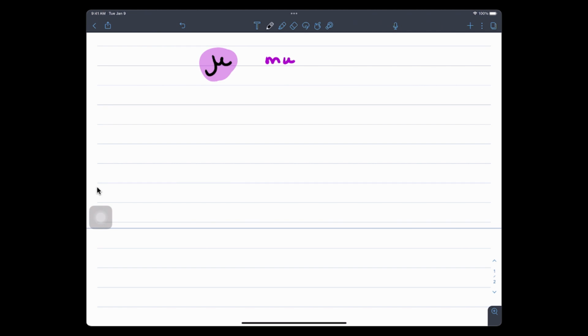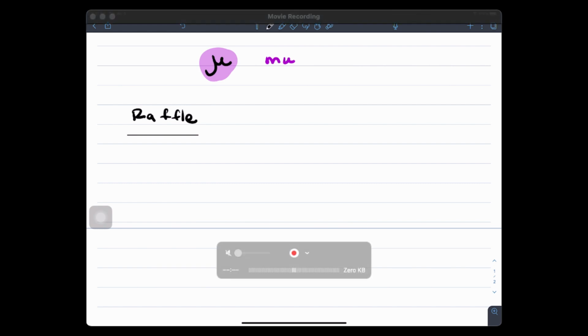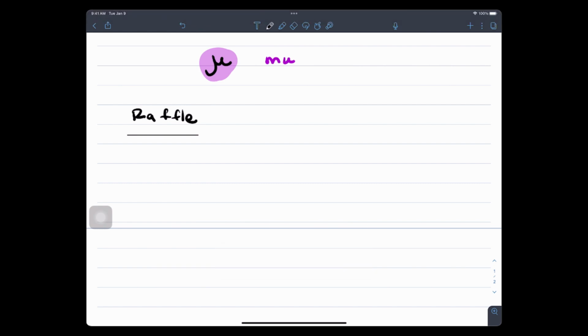Well, I'm going to simplify this idea. Let's make this very simple. A raffle is pretty much the same kind of thing. If I ask you, what's the real purpose of a raffle? Is it to have fun? No, it's not really. Raffles don't exist to have fun. You know why they exist? They exist for what reason?